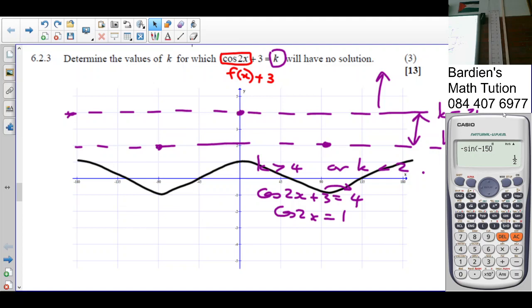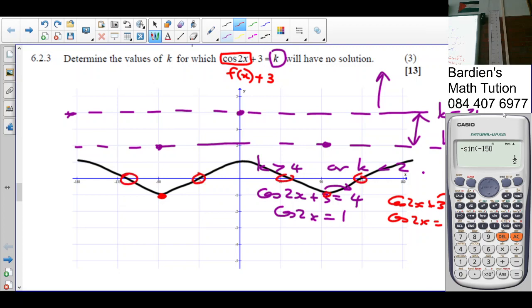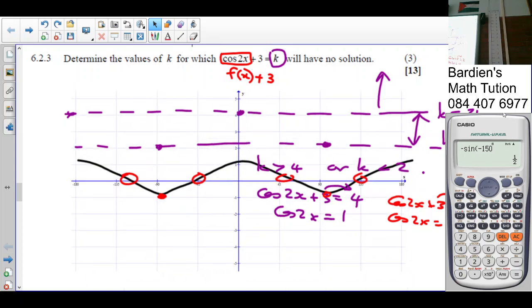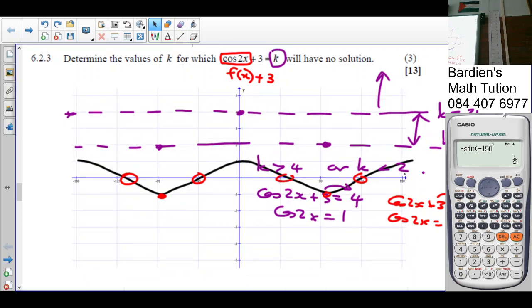Can you see that? Otherwise, on the other end, if we had cos of 2x plus 3 equals 2, now take that over the equal sign. Now we'll have cos of 2x equal to negative 1. And yes, where is cos 2x equal to negative 1? There. And there. And it definitely has roots. So if you choose a value that is greater than 4, or a value that's less than 2, then the graph won't have any roots, which means to say it will not cut the x-axis.